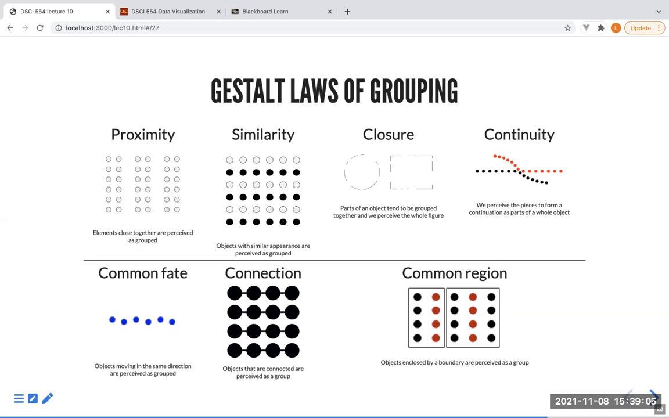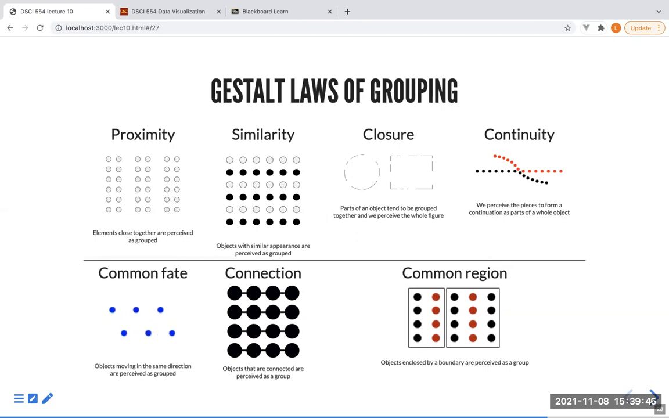Continuity: we perceive pieces to form a continuation as part of the object. So here you see that even though the red dots and the black dots are colored based on where they are with respect to the other, the black dots are at the bottom, the red are at the top, we still see one straight line here and one line that cuts across there. That's because we look at the object as continuity, right?